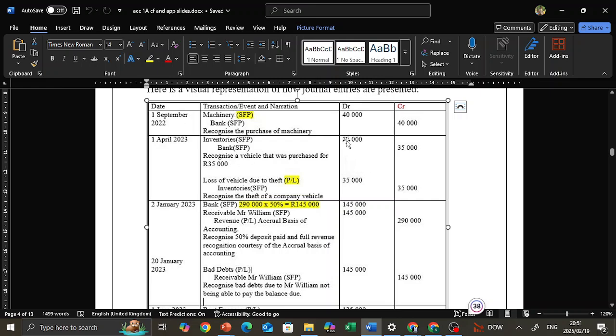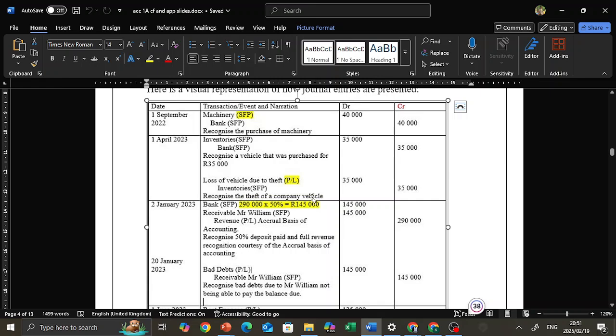We purchased inventory for 35,000. Debit inventories, SFP. Credit bank because cash is leaving. Recognize a vehicle that was purchased for 35,000 Rand. This is the purpose of narrations. You guys can even understand what question was being asked by my journal, my narrations. These are narrations. By this, you can tell what happened.